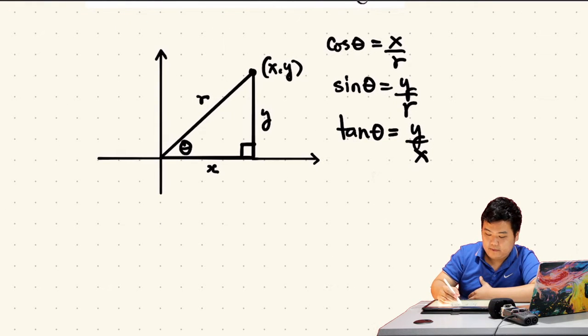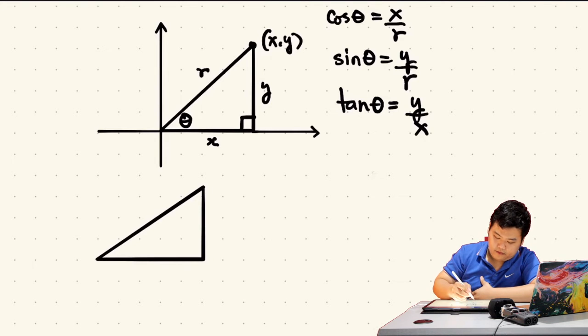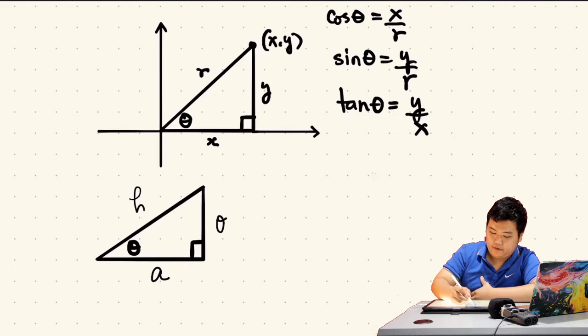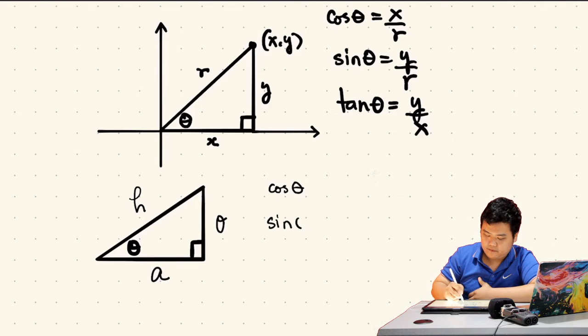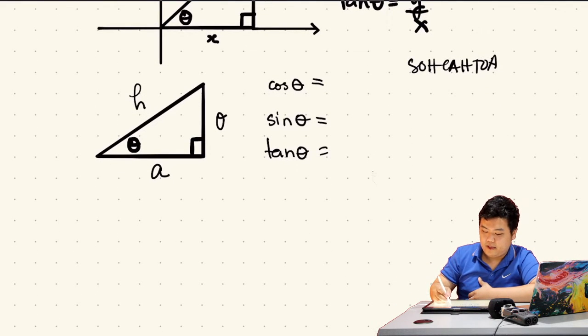Okay, so kung mag-drawing ulit ako ng isa pang right triangle, sundin natin yung convention na yun. So, this is theta. This is opposite. Adjacent, hypotenuse. So, dito napapasok yung Sokatowa. So, sine is opposite over hypotenuse. Cosine is adjacent over hypotenuse. And tangent is opposite over adjacent.